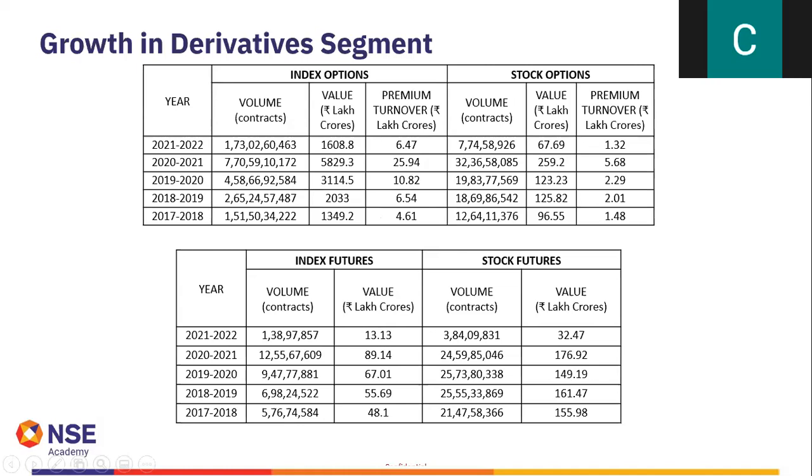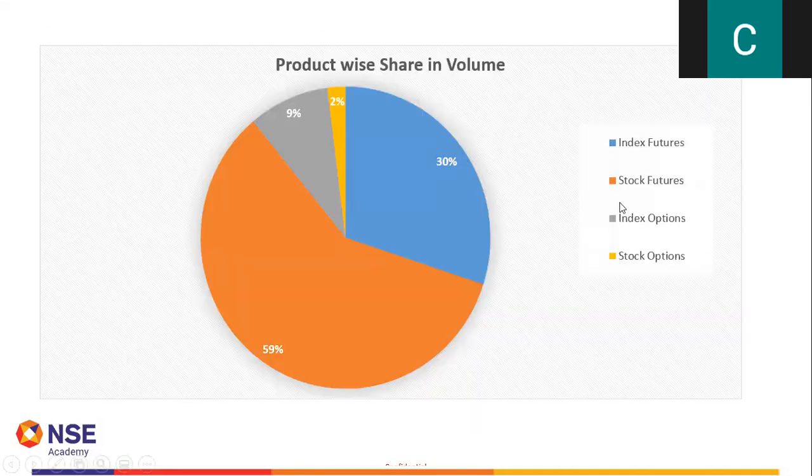So again, this is the percentage of volume: close to 30% in index futures, 59% in stock futures, 9% in index options, and 22% in stock options. So in the overall derivative volume, this is the percentage of each and every product: index futures, stock futures, index options, and stock options.